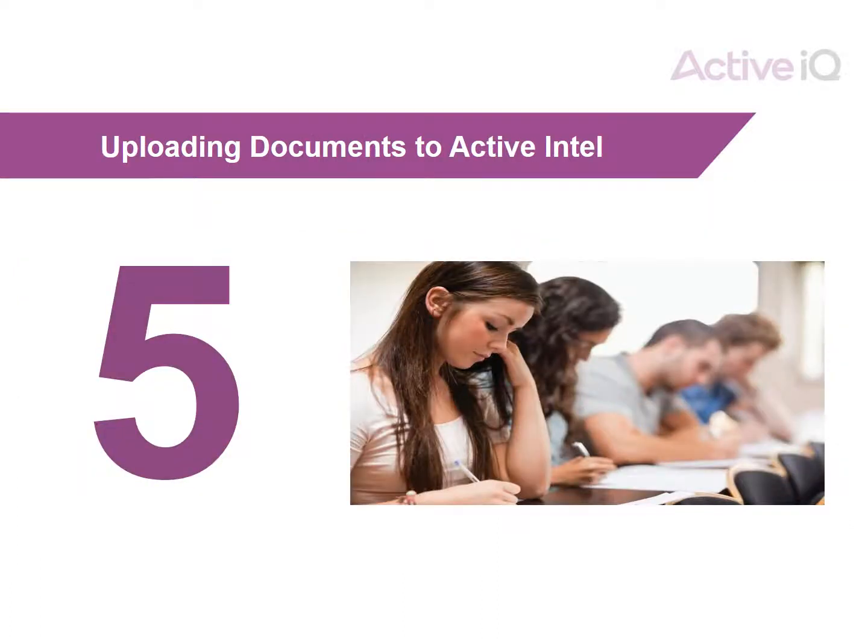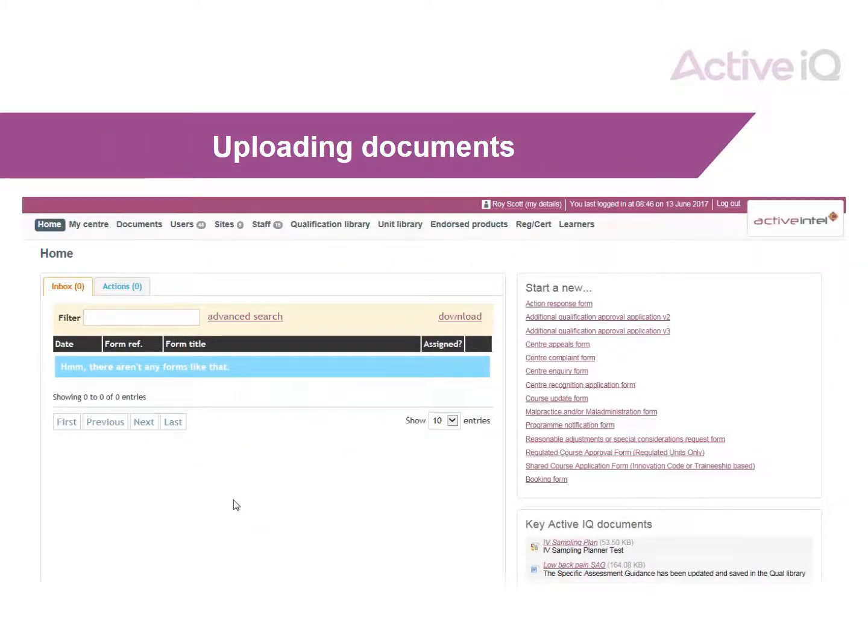In section 5, we're going to have a look at how to upload documents to Active Intel. So your EV at times may ask you to upload a document to Active Intel. This might be in response to perhaps an action that's been generated. You may also want to upload documents so that it's accessible for yourself in one area and also your external verifier. We're going to now go through how to upload a document.